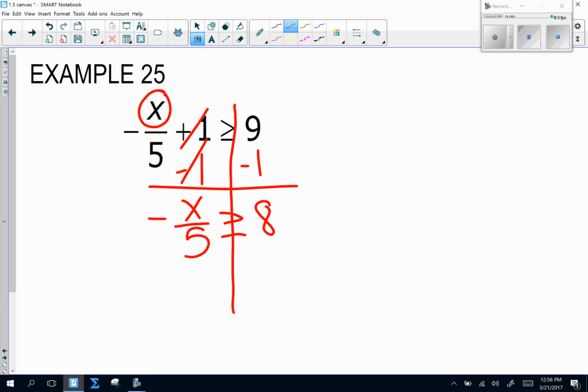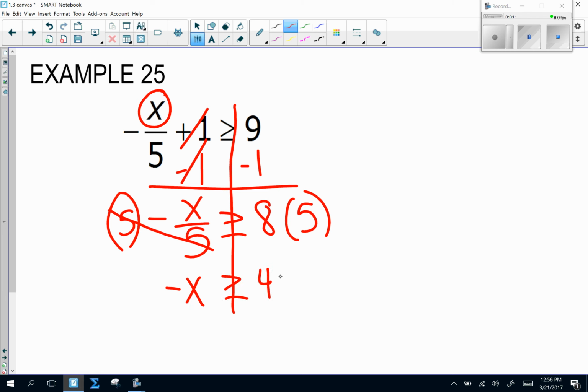Well, I know a fraction is a division problem, so to undo division, I have to do the opposite of division, which is multiplication. So I'm going to multiply by the bottom number. Whatever I do to one side, I do to the other. When I multiply by the bottom number, it means I get to cancel those out. So I have my negative x left, I bring down my inequality, and 8 times 5 is 40.